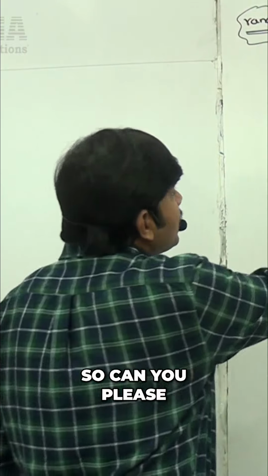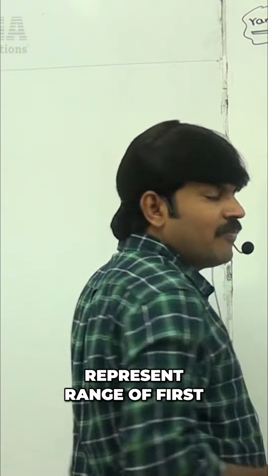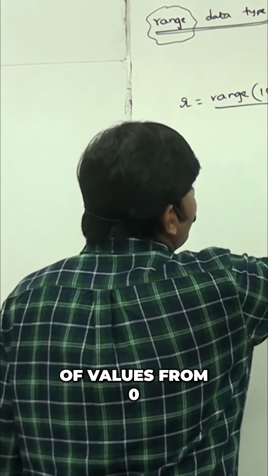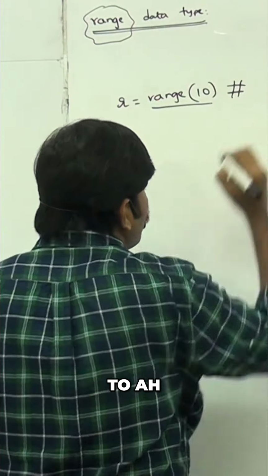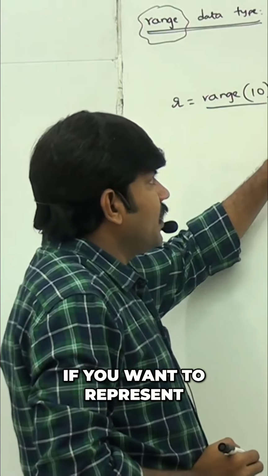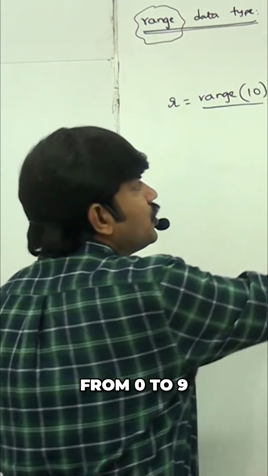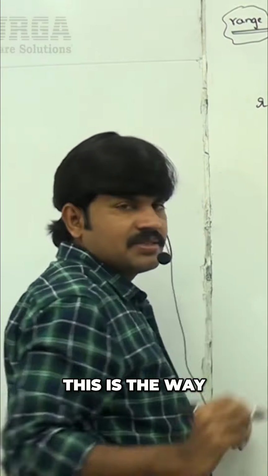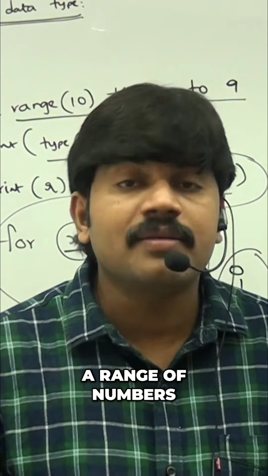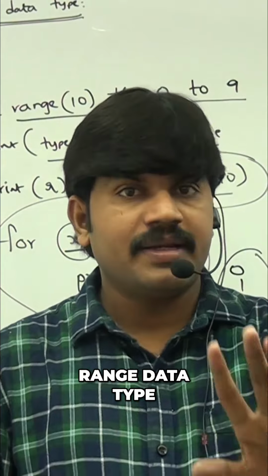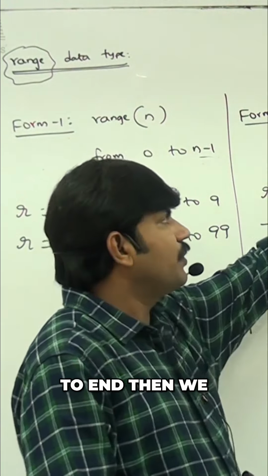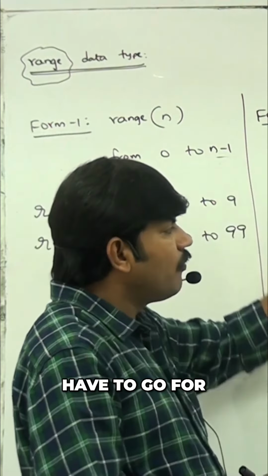So can you please represent range of first 10 numbers? It represents a sequence of values from 0 to, please confirm, 0 to 9. If you want to represent, sir, a sequence of numbers from 0 to 9, yes, sir, this is the way, sir. If you want to represent a sequence of numbers, a range of numbers, then we have to go for what? Range data type. So if you want to represent a range of numbers from begin to end, then we have to go for form 2.